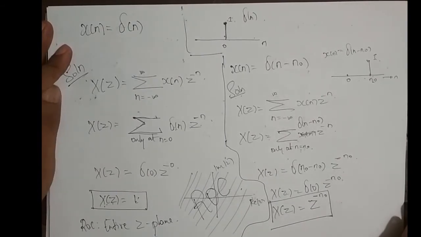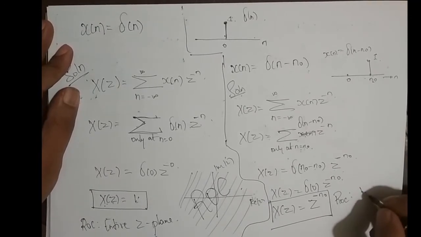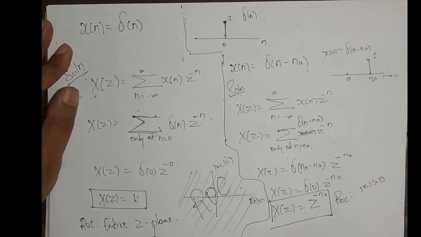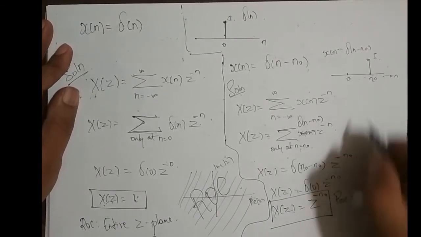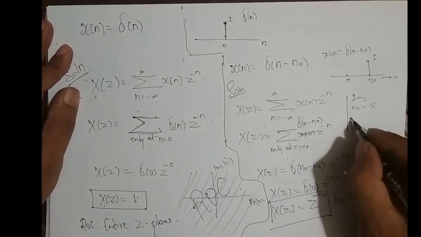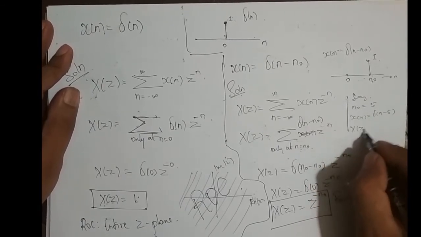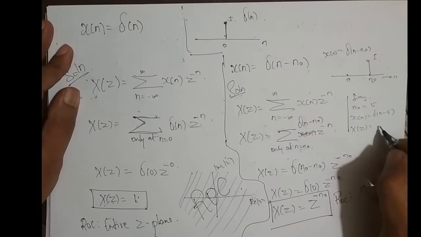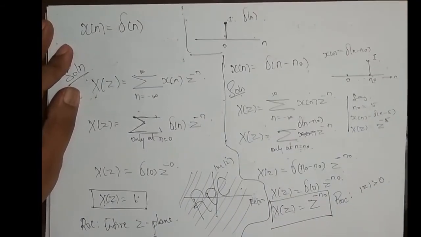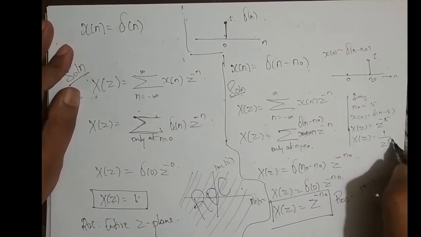Fine. So what about its ROC? Its ROC is magnitude of z greater than 0. How did I say that? For example, say n naught is equal to 5. So what do I get? x of n is equal to delta of n minus 5, right? And what is x of z? z power minus n naught, and n naught is 5, right? z power minus 5. So I can write x of z is equal to 1 divided by z power 5, right?